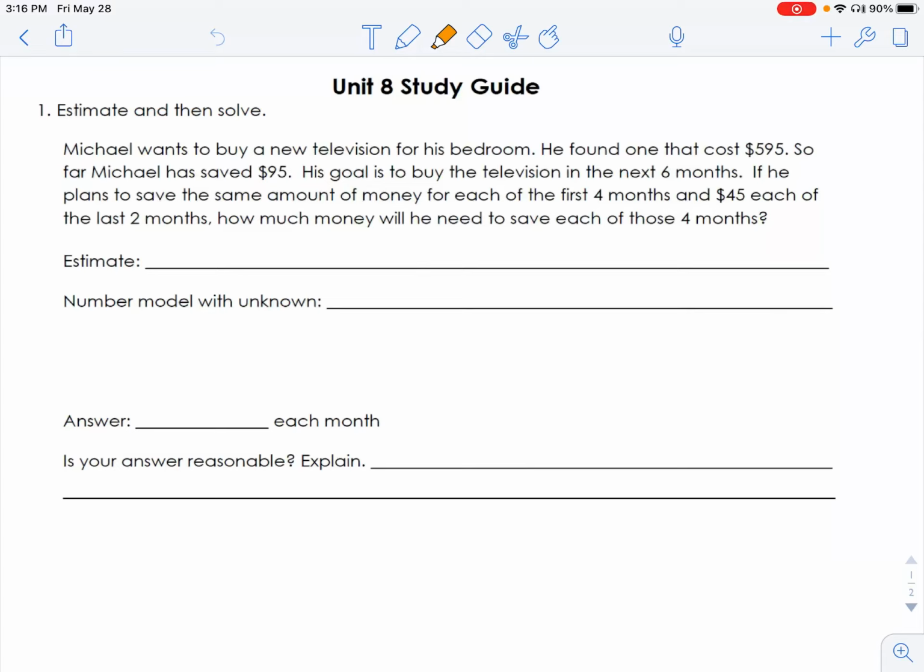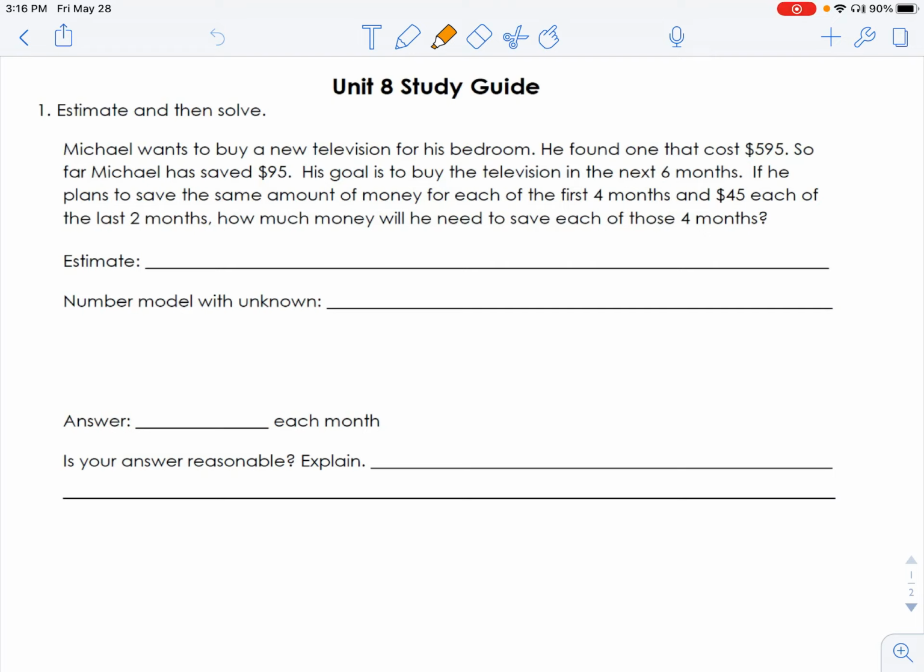Hi, fourth graders. We're going to check out problem number 1 on your Unit 8 study guide together. The first thing you need to do is make sure you have your Unit 8 study guide, but also a piece of paper, because this problem is going to need a lot more space to show all your work. So pause the video if you need to go grab that extra sheet of paper. Let's read the problem together.